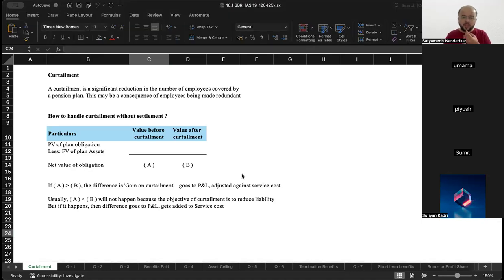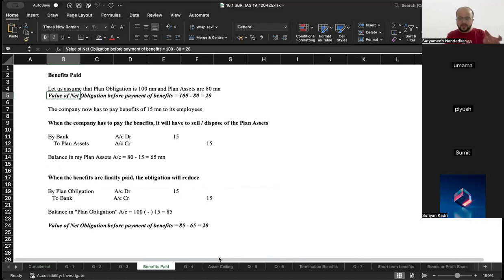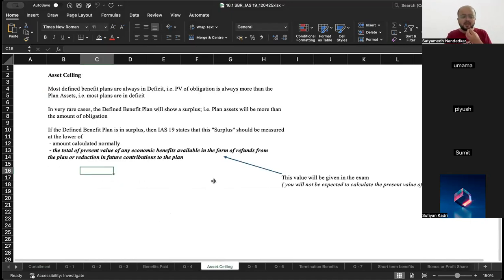What is superannuation? Superannuation is when the employee is going to reach the age of 58 or 60 or whatever is defined as the official age for retirement. Okay. Now, the benefits paid part we discussed, that benefits paid will have no impact on the final calculation of obligation, because the obligation and the net assets both will reduce by the same amount.